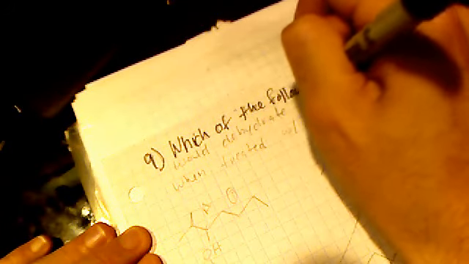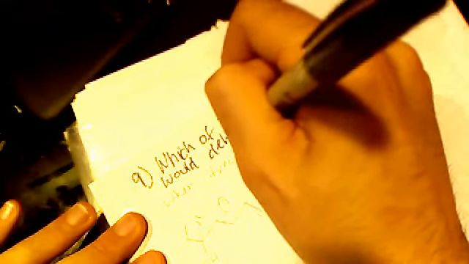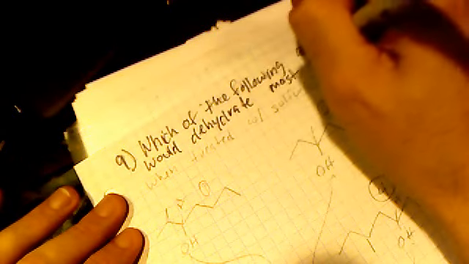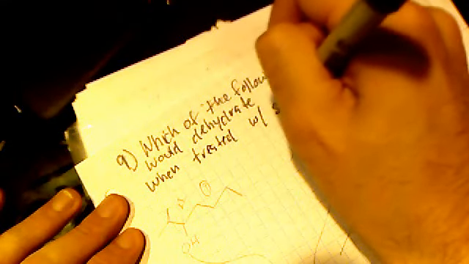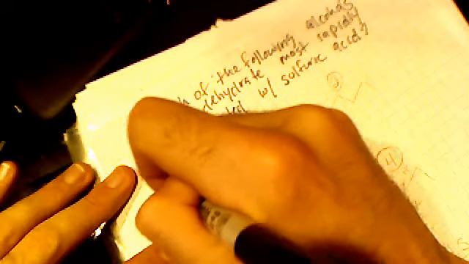Alright, so question 9. Which of the following alcohols would dehydrate most rapidly when treated with sulfuric acid? So they give us a bunch of them.